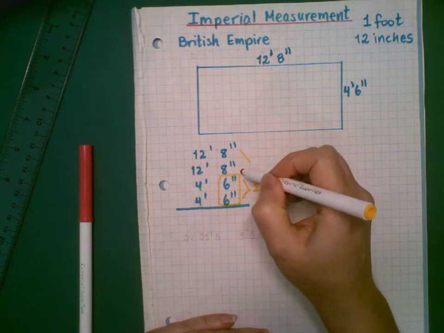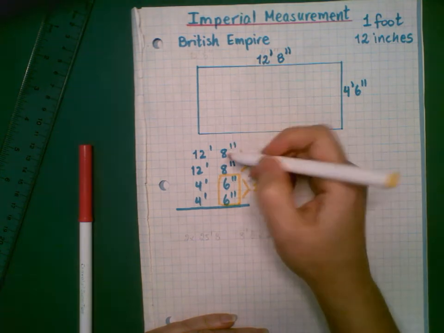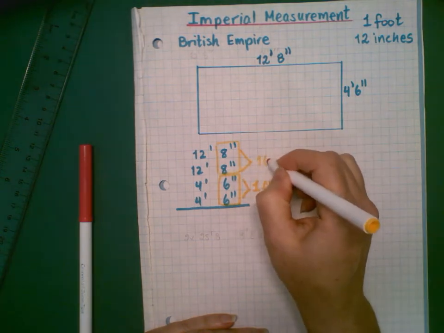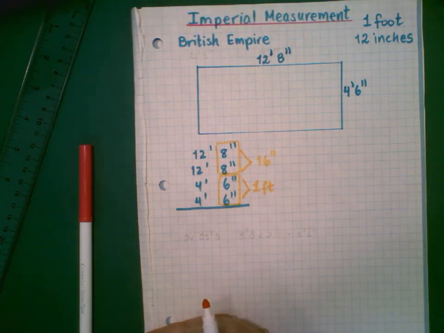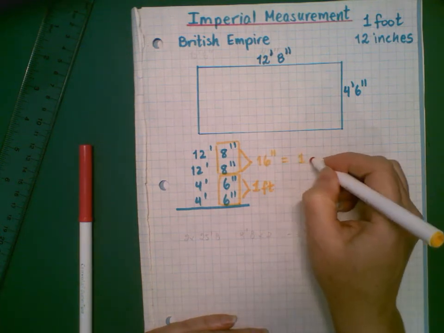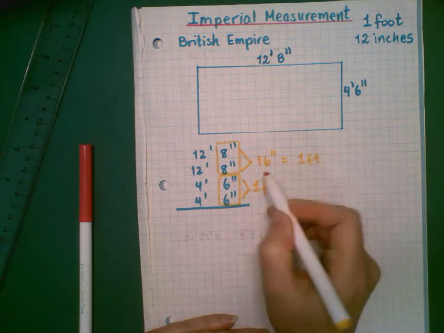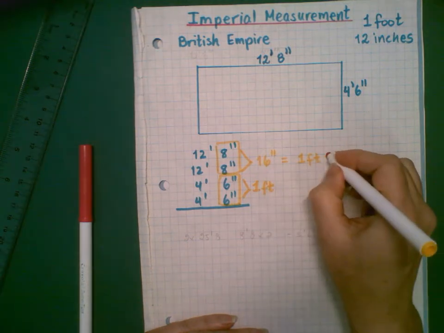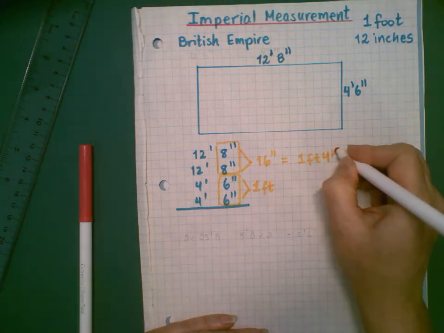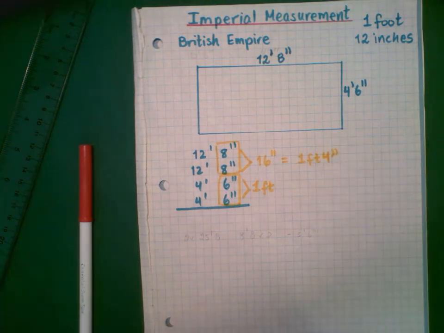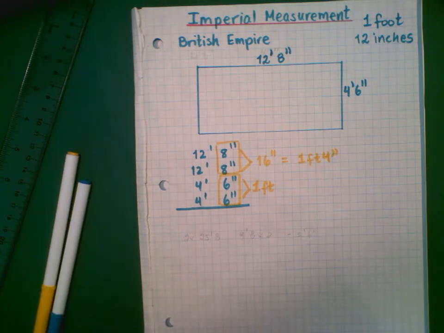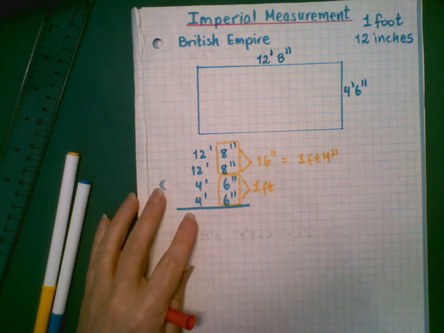And then these other two 8-inch pieces, 8 and 8, that's 16 inches, which I can break up into 1 foot, a group of 12, and 1, 2, 3, 4, 4 inches left over. Okay, so now I'm ready to add up all my feet, and then I've got this 4 inches left.